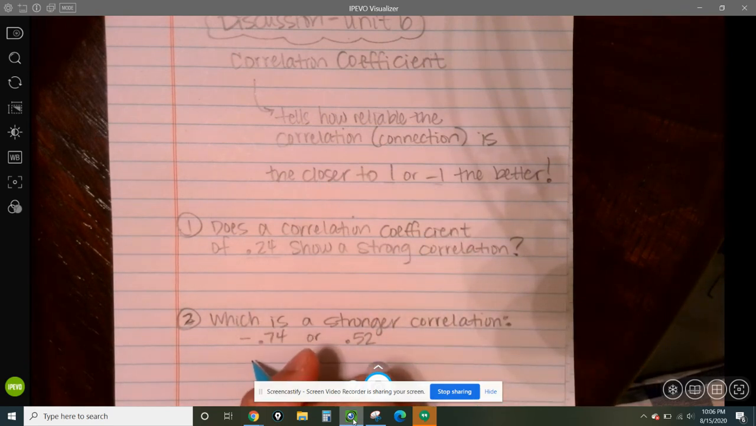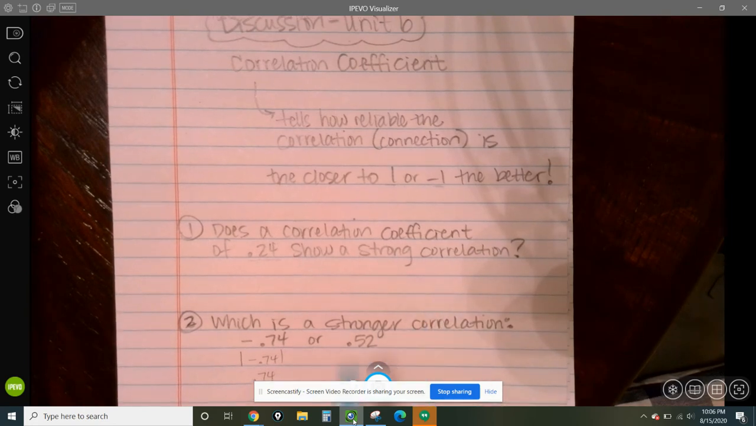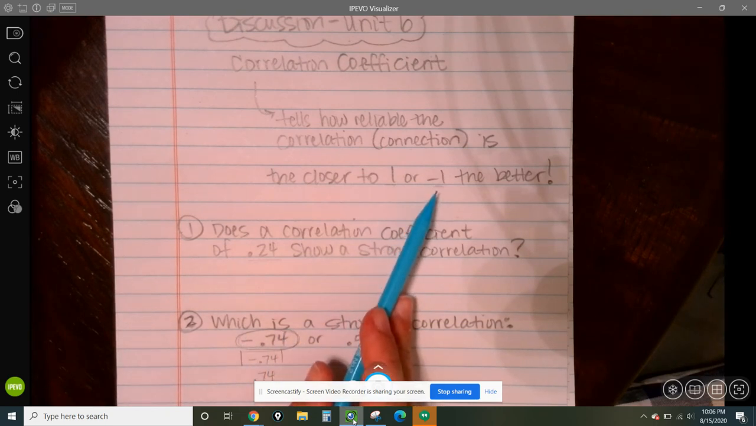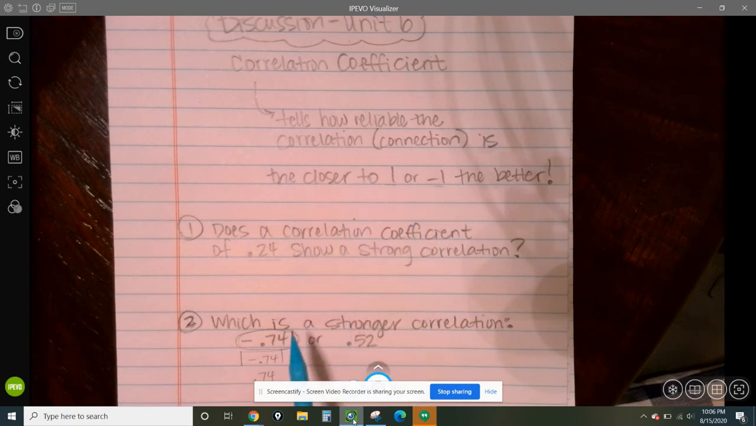When you take the absolute value of negative 0.74, that's just 0.74. Like, how far away from -1 is it? That's kind of what we're talking about. Or how far away from 0 is it? So between these two, which one has a stronger correlation? It would be this one. Even though it's negative and seems like it's smaller, it's still closer to its goal of -1. So this one has a stronger correlation because its absolute value is higher than this 0.52.